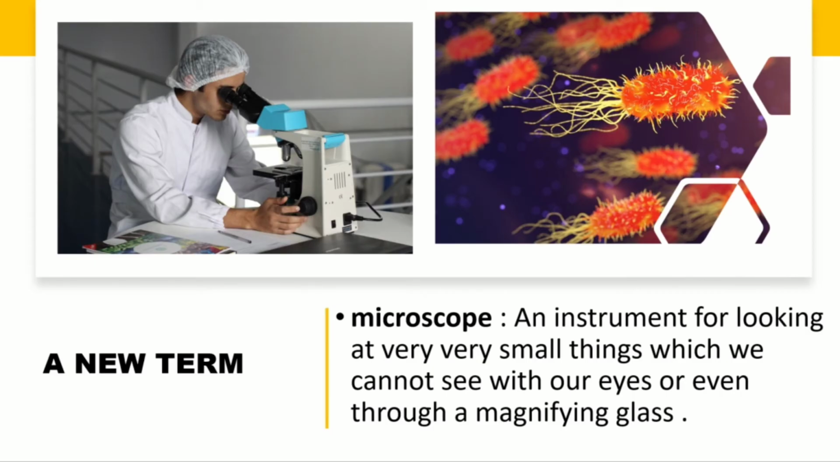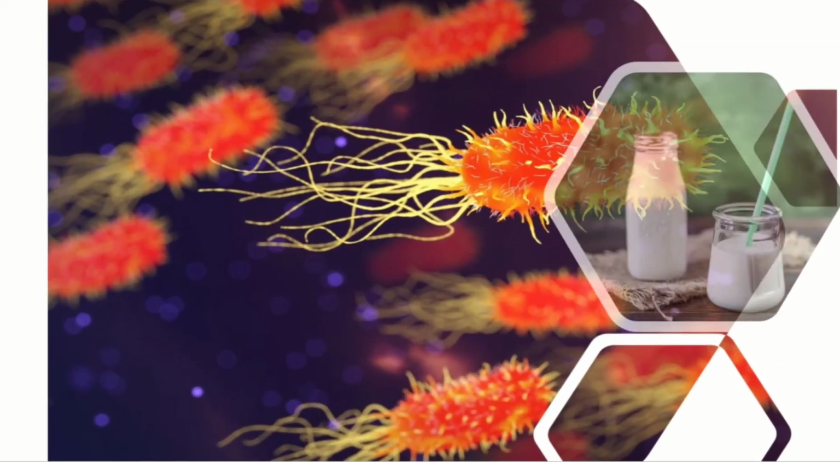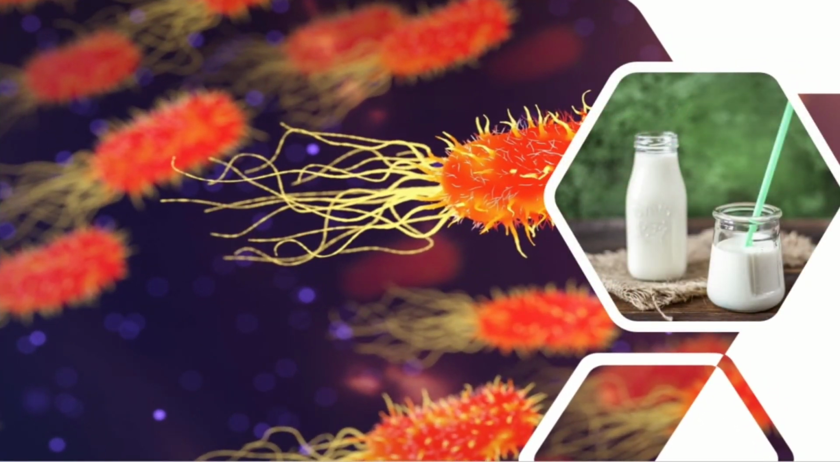Now, children, let us see another example. Now, this is curd. It is called yogurt. Take a bit of yogurt, that is curd, or a drop of buttermilk, buttermilk means tak, and slide it under a microscope. We can see very tiny living things in it. Through a microscope, we can see these microorganisms which convert the milk into yogurt.